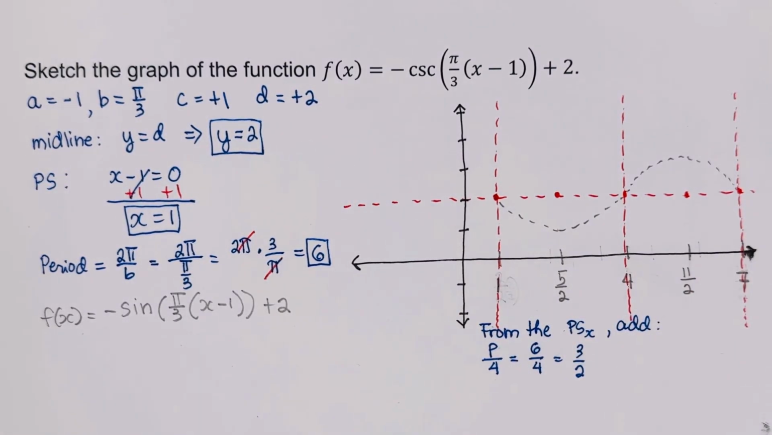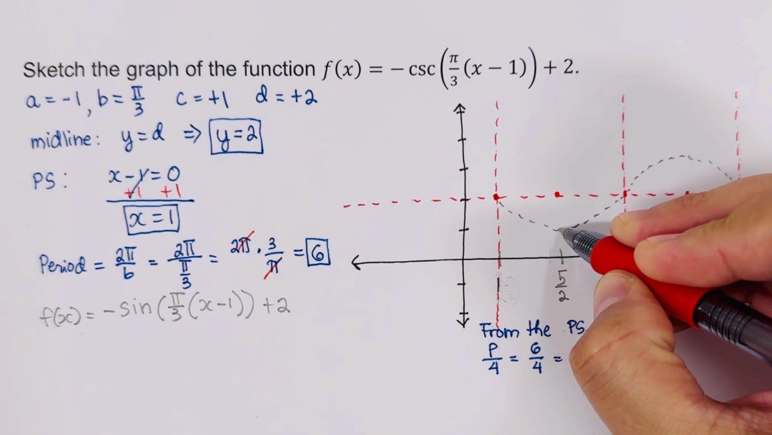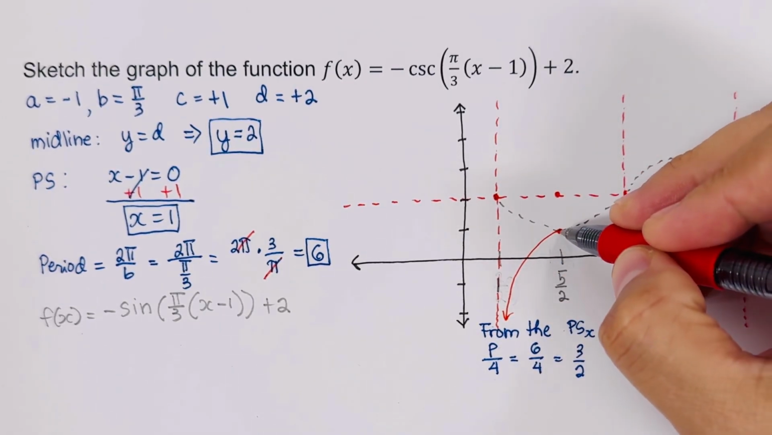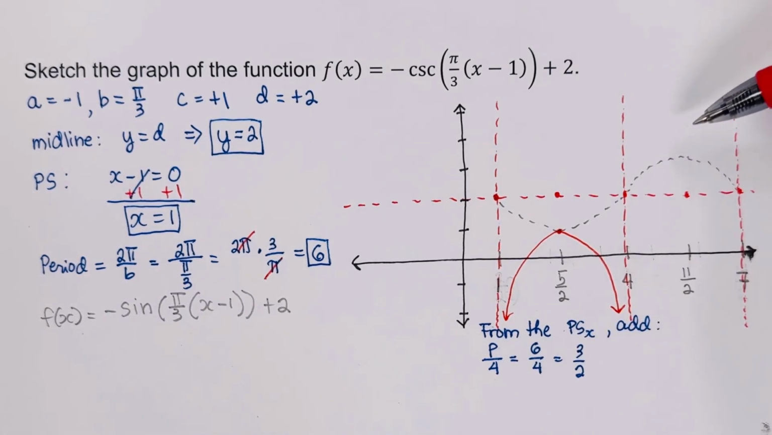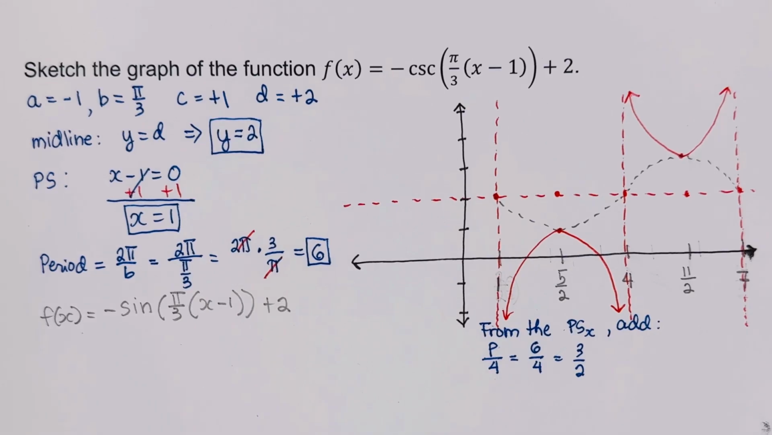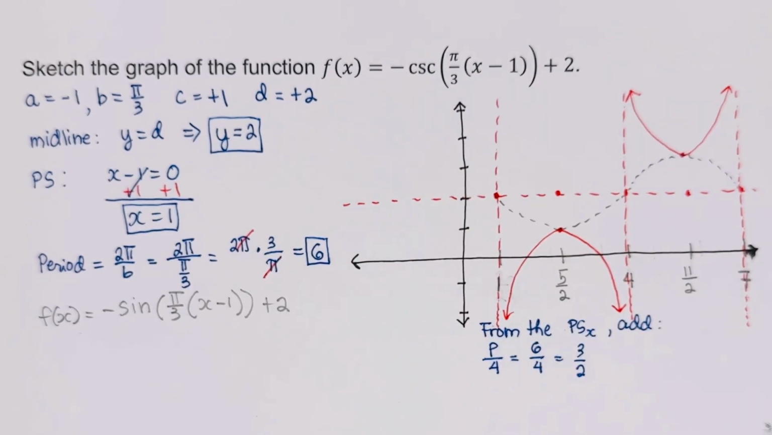Now we're ready to sketch the cosecant graph. We remember that the minimum of the sine graph is actually the maximum of the cosecant graph. So that means our cosecant graph would start from here and it's going to go to the asymptote. On the other hand, the maximum of the sine graph is the minimum of the cosecant graph. The one in red is the graph of negative cosecant of pi over 3 times x minus 1, plus 2.